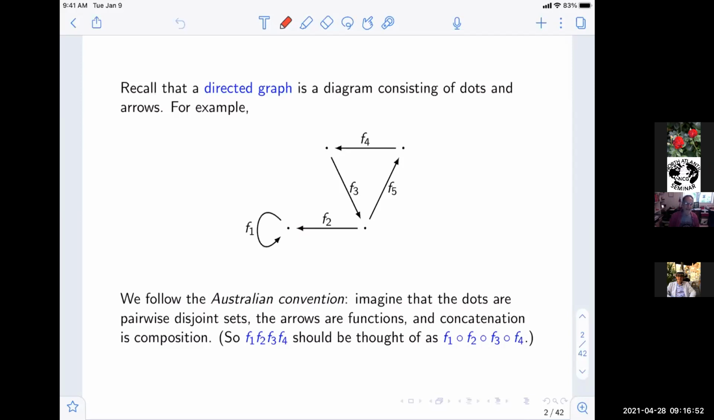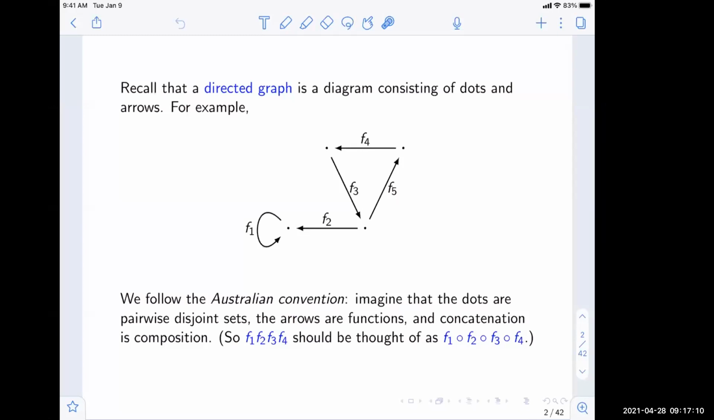So here I indicate that, hey, I've got a laser pointer. So if you have a sequence of edges like this one, so we say F1, F2, F3, F4, really we should think of these as functions. That really means F4 followed by F3, followed by F2, followed by F1. So as a composition, it looks like this. So the path I'm describing, if we write it this way, we should follow it this way.